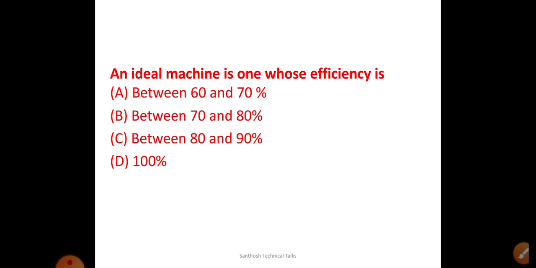Okay, very superb question, an ideal machine is one whose efficiency is 100%. Whenever we see an efficiency of 100%, it is called an ideal machine.